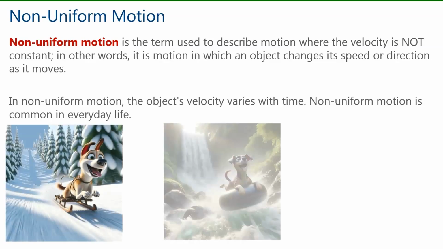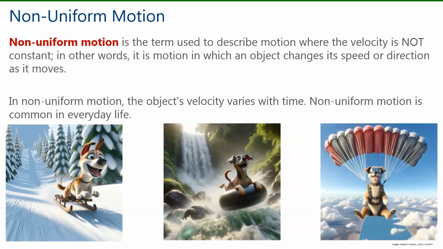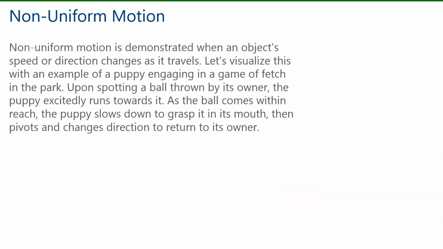Non-uniform motion is common in everyday life. When you're doing activities like sliding down a hill or riding on an inner tube, or if you're adventurous, parachuting, your velocity is not constant. It's going to change throughout your journey. This is non-uniform motion. Non-uniform motion is demonstrated when an object's speed or direction changes as it travels.